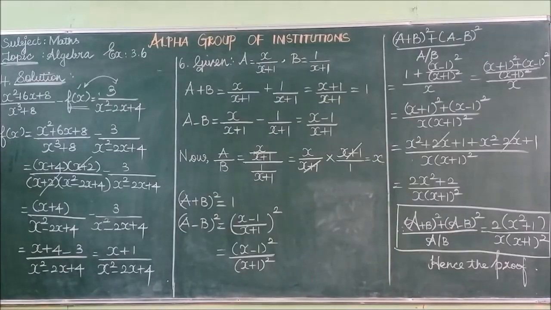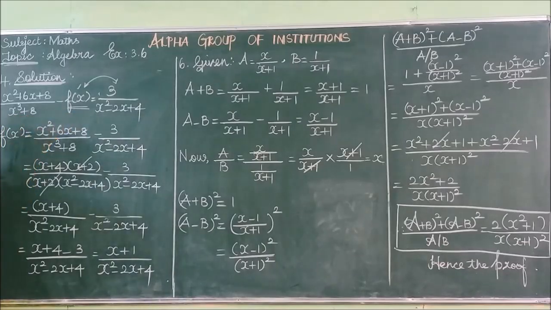Okay. Listen, fourth problem, page number 103. Which rational expression should be subtracted from (x squared plus 6x plus 8) divided by (x cubed plus 8) to get 3 by (x squared minus 2x plus 4)? So, some rational expression will be subtracted from which expression? (x squared plus 6x plus 8) divided by (x cubed plus 8).